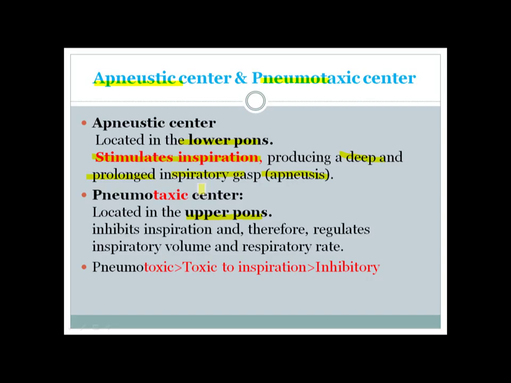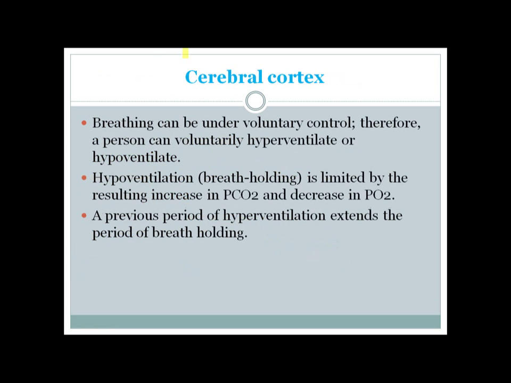The pneumotaxic center is an inhibitor of inspiration, so it regulates the inspiratory volume and the respiratory rate. You can remember pneumotaxic by writing it as pneumotoxic, so it's toxic to inspiration or toxic to lungs, so it's inhibitory to lungs.